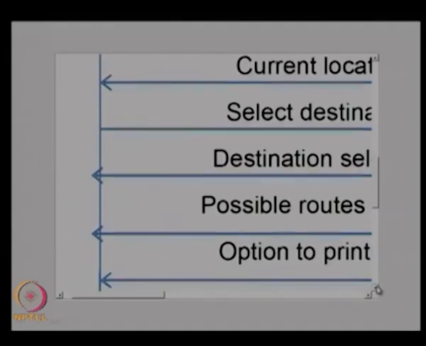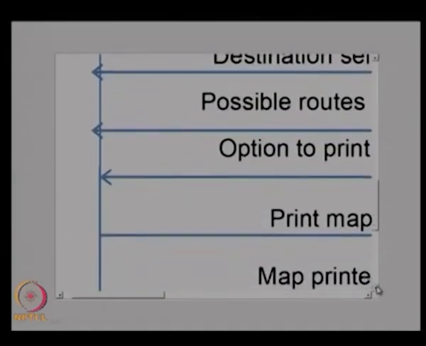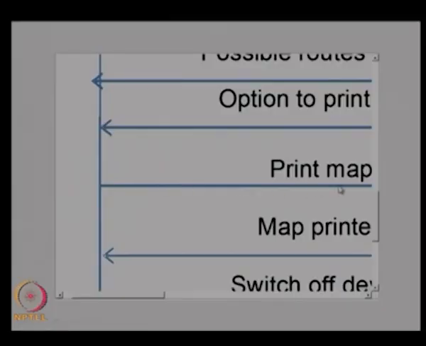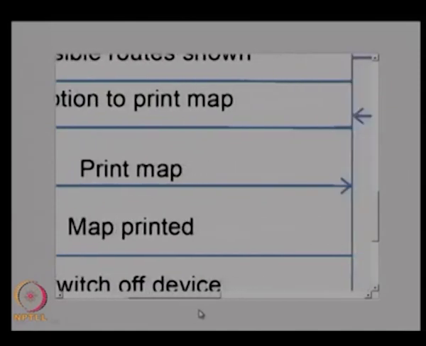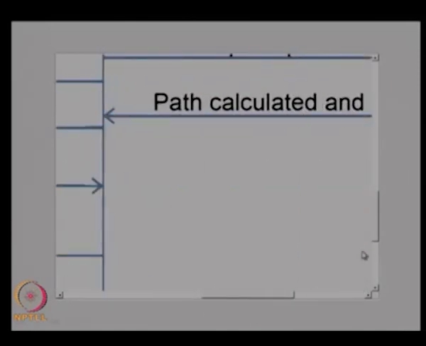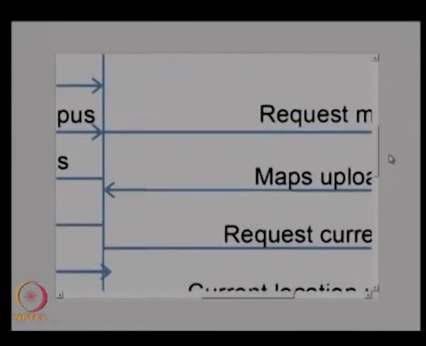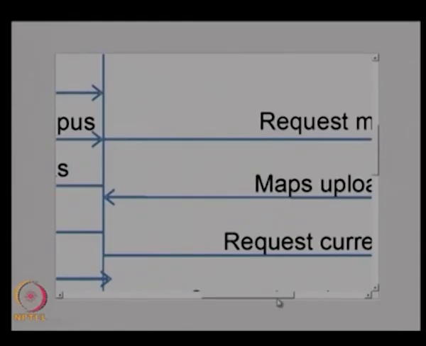Same way all the scenarios can be traced, and you can actually see the information to print a map will be given by the user, then the map printed information will be given by the system. And here also you can see the insect will be interacting with the GPS system. So, that is another external system here.